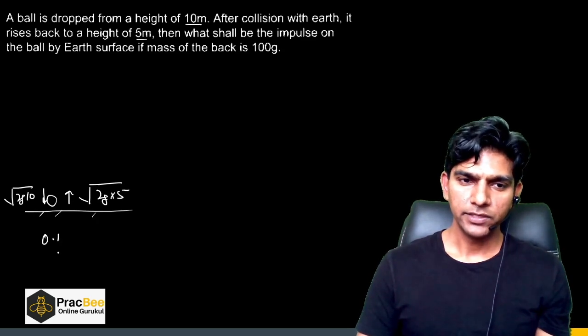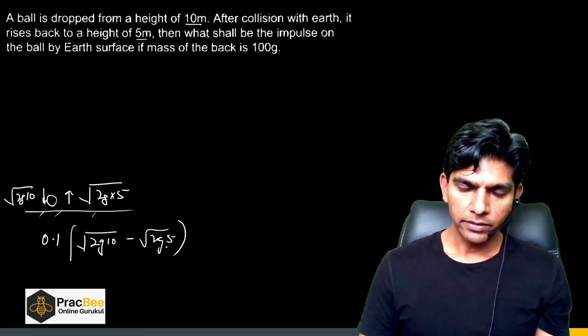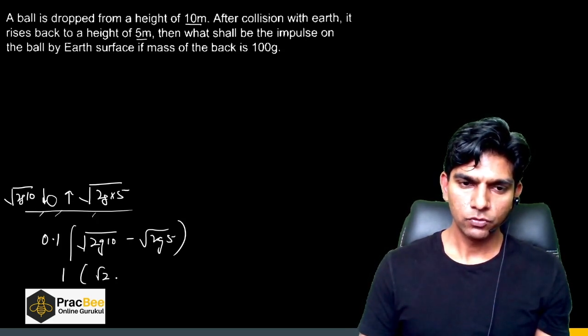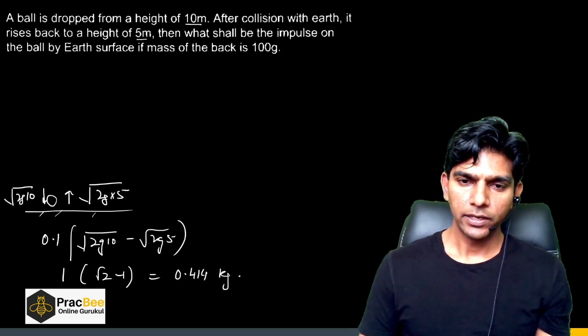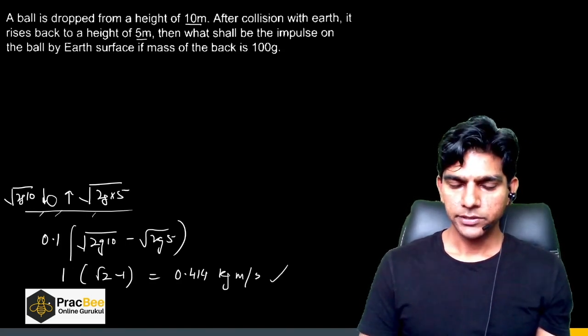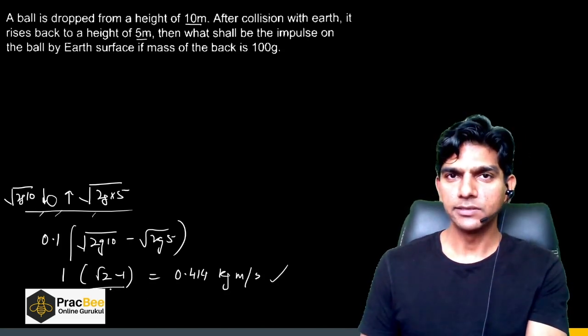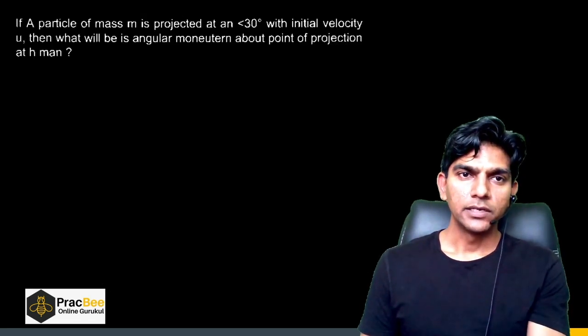So 0.1 is the mass, and the change in momentum, we can say it will be root of 2g10 minus root of 2g5. So this comes out to be root 200 minus root 100. So it will be 10 times root 2 minus 1. So it will be 0.414 kilogram meter per second, right? So that should be the impulse, right? 0.414, or even if this answer is given, root 2 minus 1, that is the answer. Right, now let us see the next question.